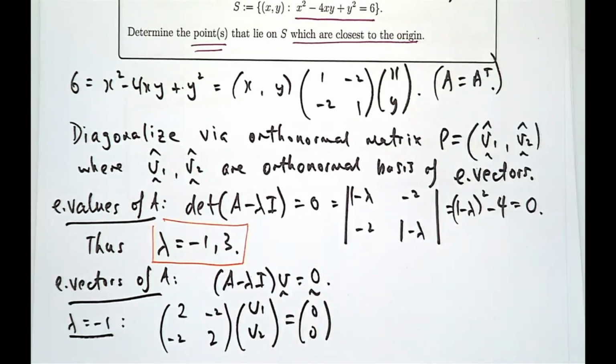Okay, so now it's like a little game to find the components of the vector that you don't know. So what are we going to get? V1 equals V2? So we just choose the simplest case. Let's choose V1 equals 1, V2 equals 1, and then normalize it, right?